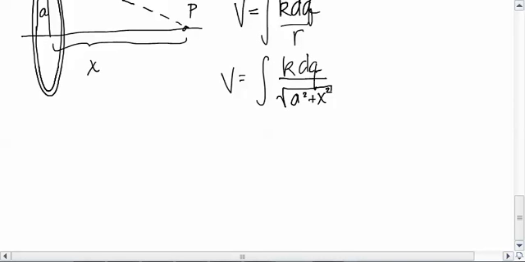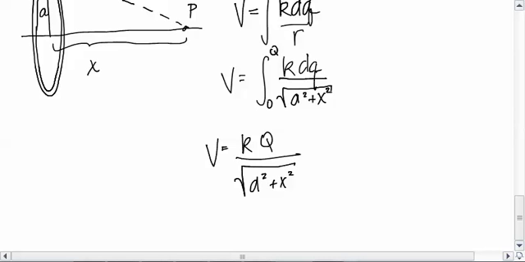And what's the integral of dq? As we go around, we go from 0 to the total charge on our ring. Limits are good, sorry. So kq over the square root of a squared plus x squared. And that is it.